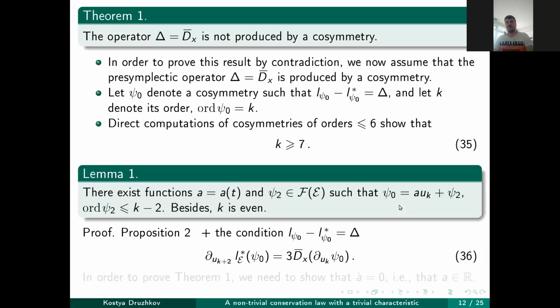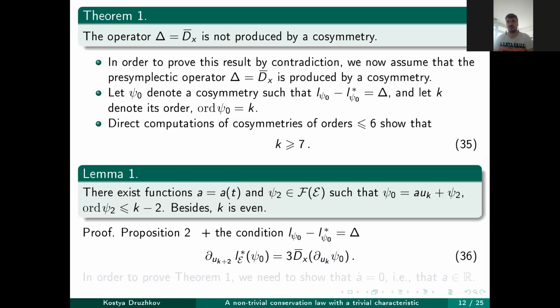Yeah, and the main result of this part is theorem 1, that the operator is not produced by cosymmetry. In order to prove this result by contradiction, we now assume that the presymplectic operator is produced by cosymmetry. So let's assume that the presymplectic operator is produced by cosymmetry.